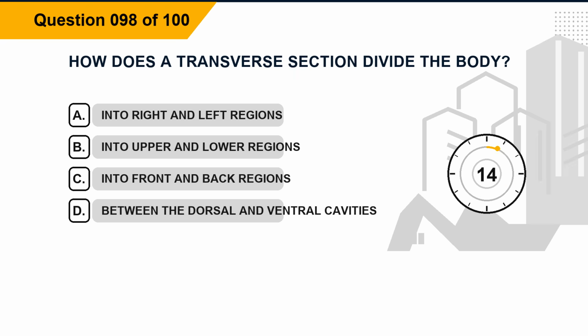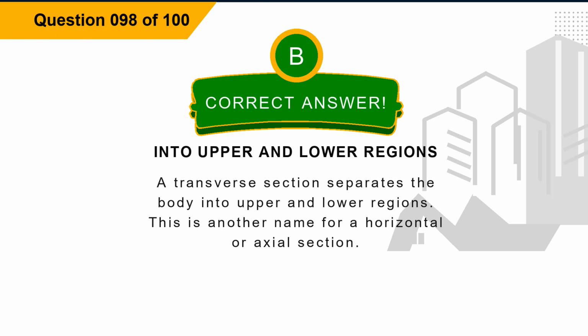Question 98. How does a transverse section divide the body? Option A, into right and left regions. Option B, into upper and lower regions. Option C, into front and back regions. Option D, between the dorsal and ventral cavities. The correct answer is option B, into upper and lower regions. Explanation. A transverse section separates the body into upper and lower regions. This is another name for a horizontal or axial section.